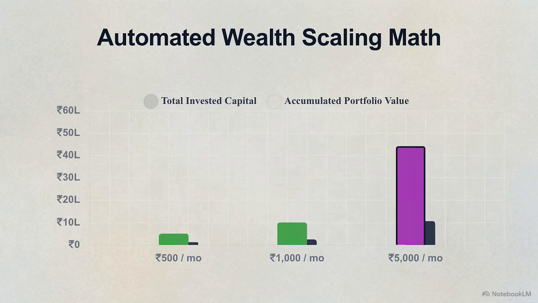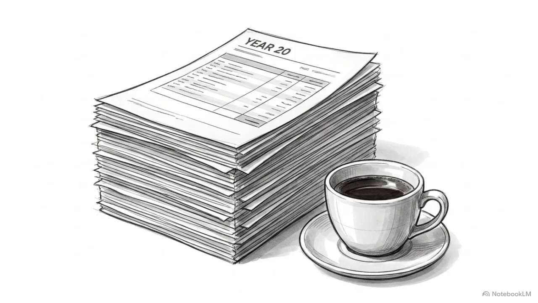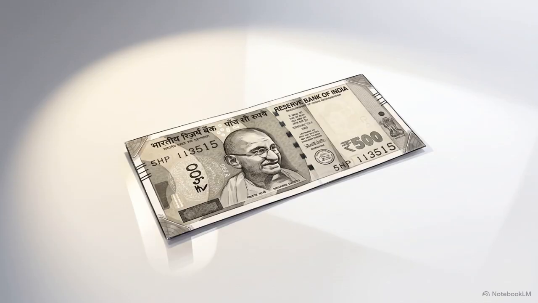Push that to 5,000 rupees a month. You invest 12 lakh over 2 decades, and the projection reaches 50 lakh. Notice how the timeline stays fixed at 20 years. The math proves that keeping your money exposed to the market for a long duration does the heavy lifting, regardless of how small your starting contribution might be.